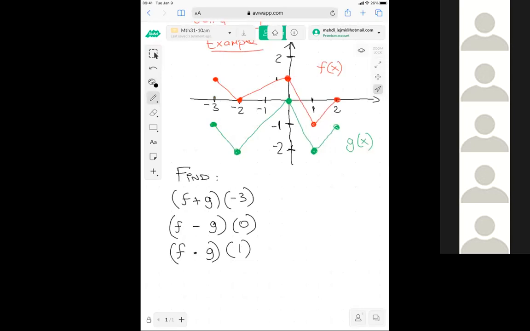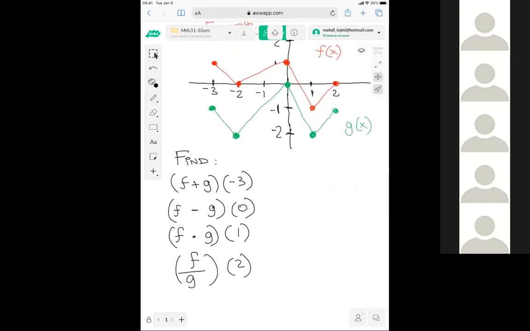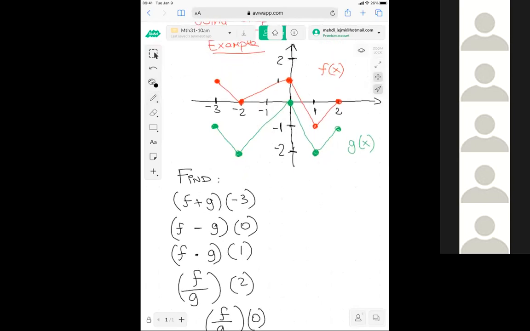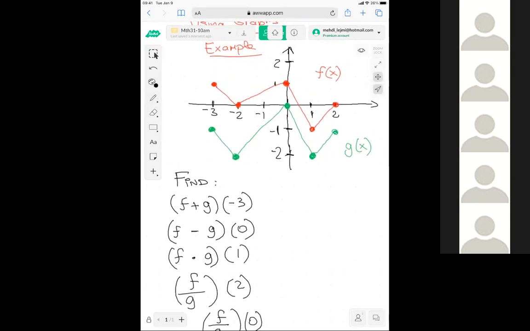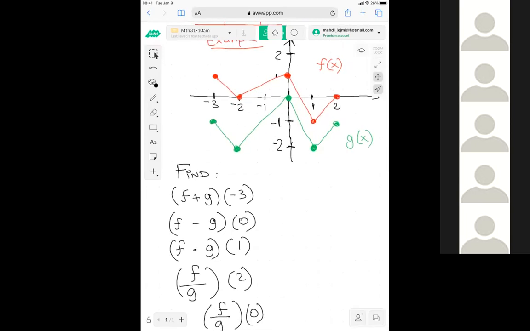and then f over g of, let's say, two, and the last one, let's say it's f over g of zero, right? So for number one, we have f plus g of negative three, right?